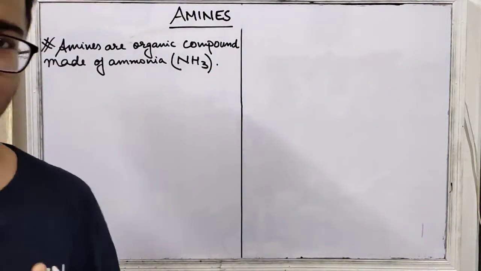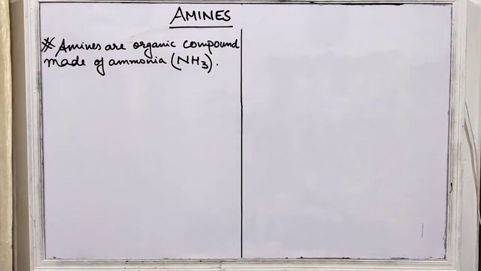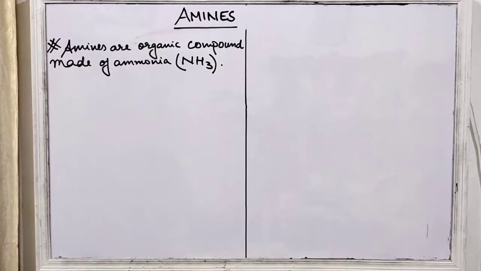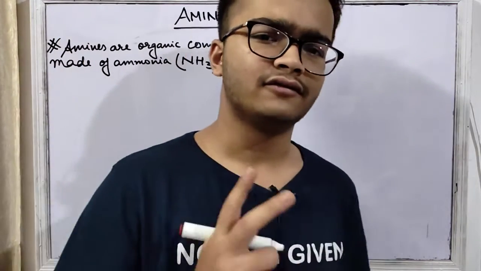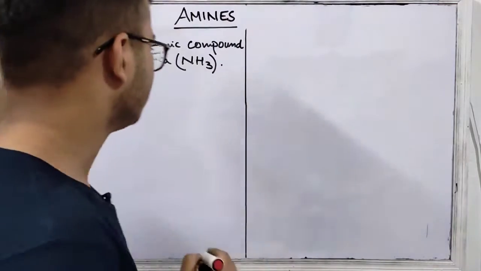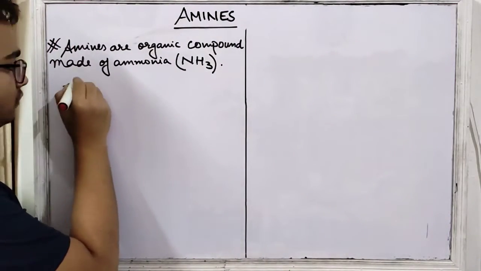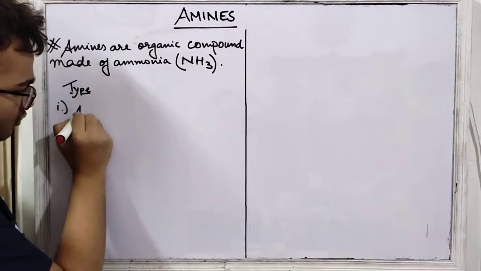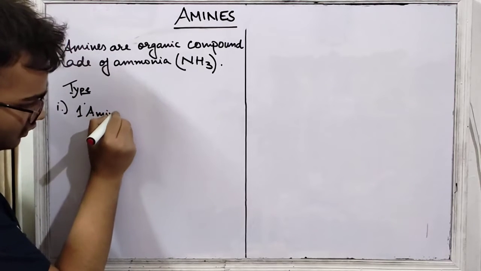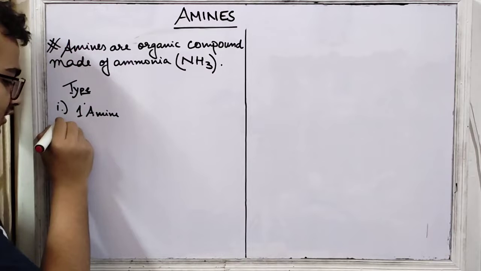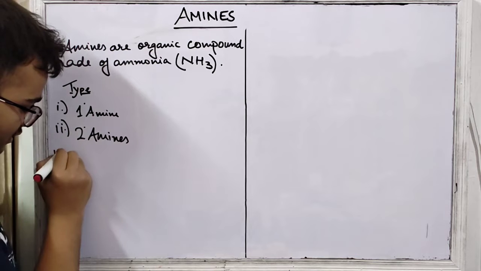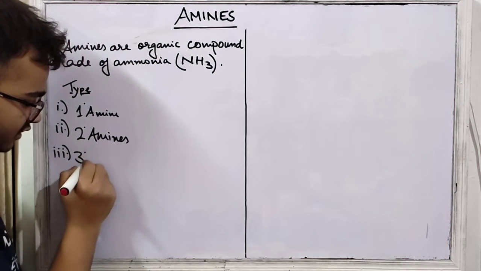Okay, so let's now classify amines in various categories. If you have to classify amines, we have 1 degree amines, 2 degree amines, and 3 degree amines. So let's give the heading: types. Under the types we have 1 degree amine, which we can also call primary amine. Second, we have 2 degree amines. And at last, third, we have 3 degree amines.